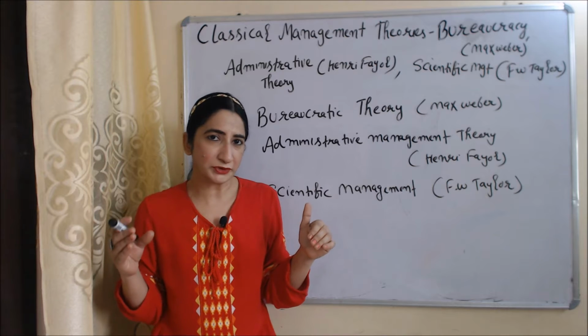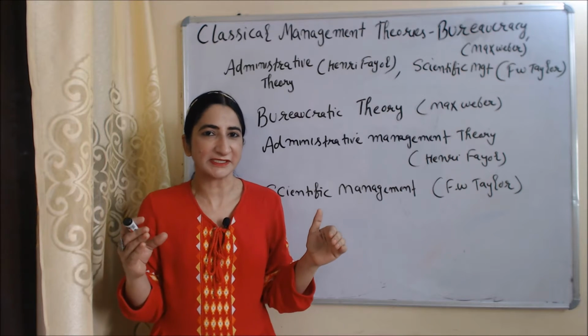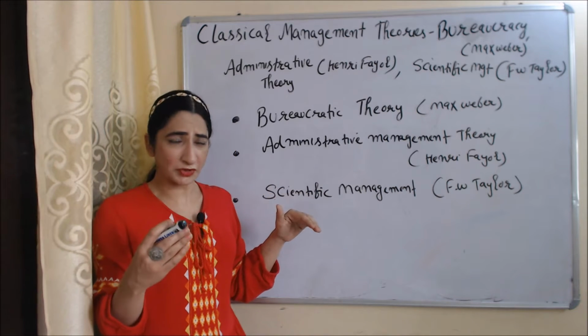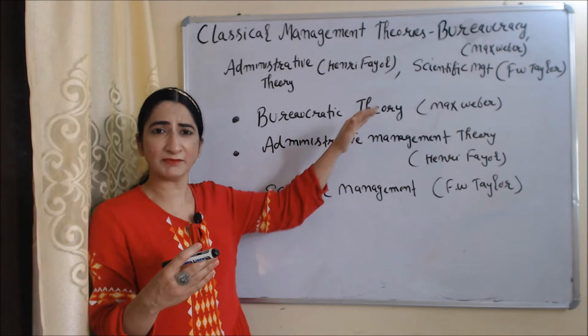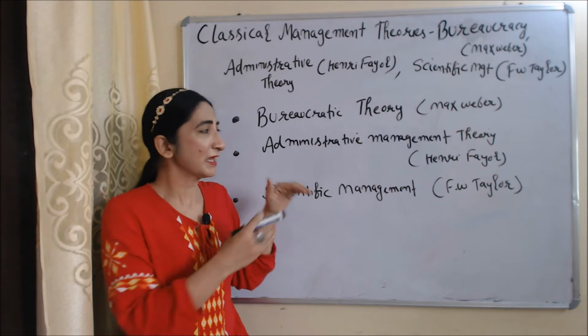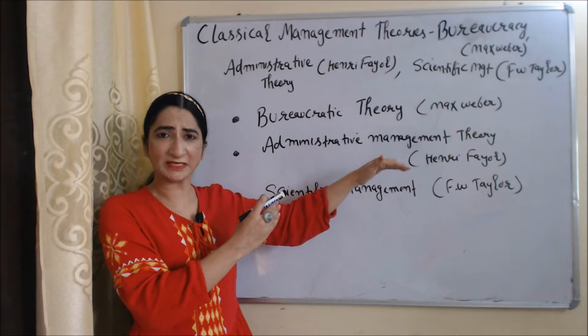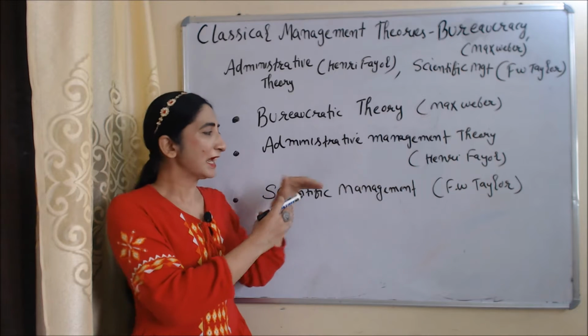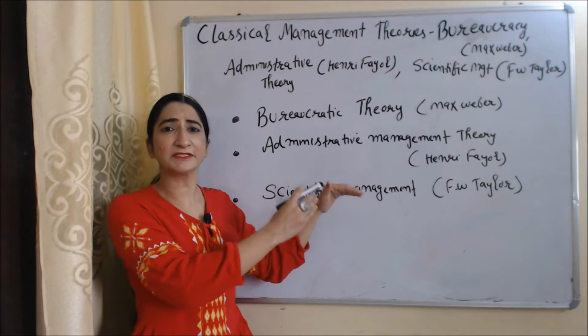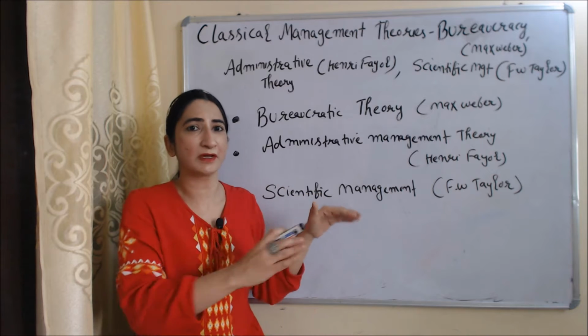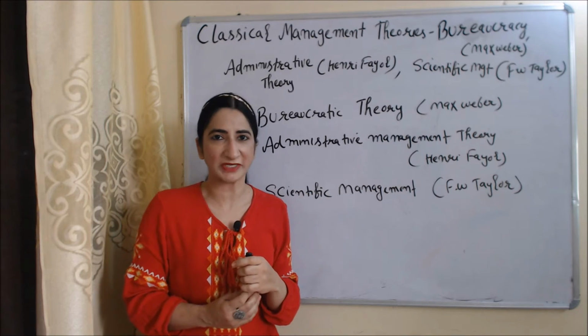Today we are going to talk about classical management theories, in which we will talk about bureaucratic theory, which is given by Max Weber, administrative management theory, which is given by Henri Fayol, and scientific management theory, which is given by F.W. Taylor. One by one we will discuss about each.